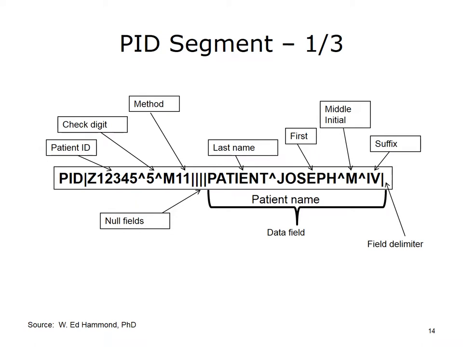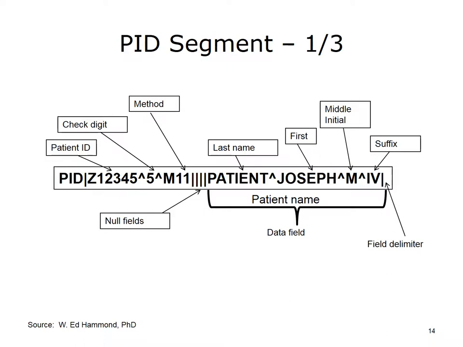This segment is the patient identification segment, starting with the segment identifier PID. This slide shows the first third of the segment. The patient identifier is the first data field with additional components of a check digit, 5, and the method for calculating the check digit, modulo 11. The second field is for an external identifier, the third field is for an internal identifier, and the fourth field is for an alternate identifier. None of these fields are used, so each data field is made null. The delimiters must be included to keep the positioning of the data fields in the correct order.